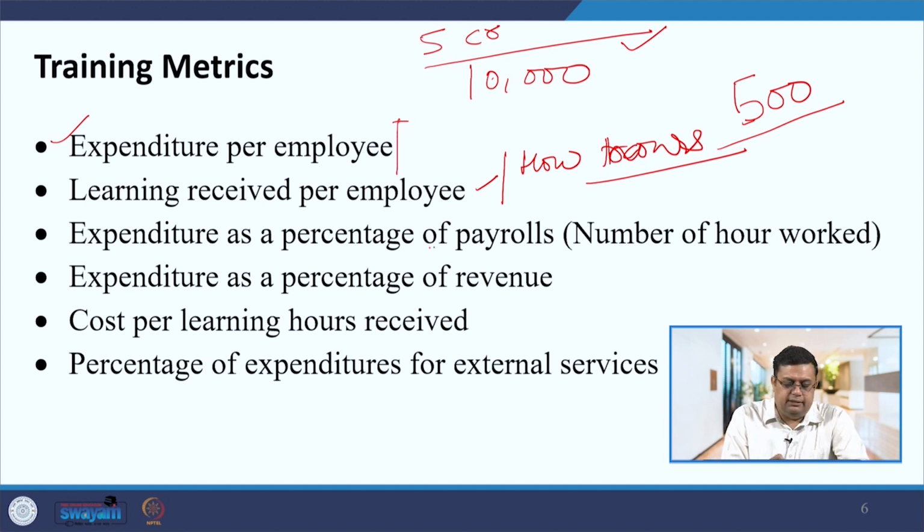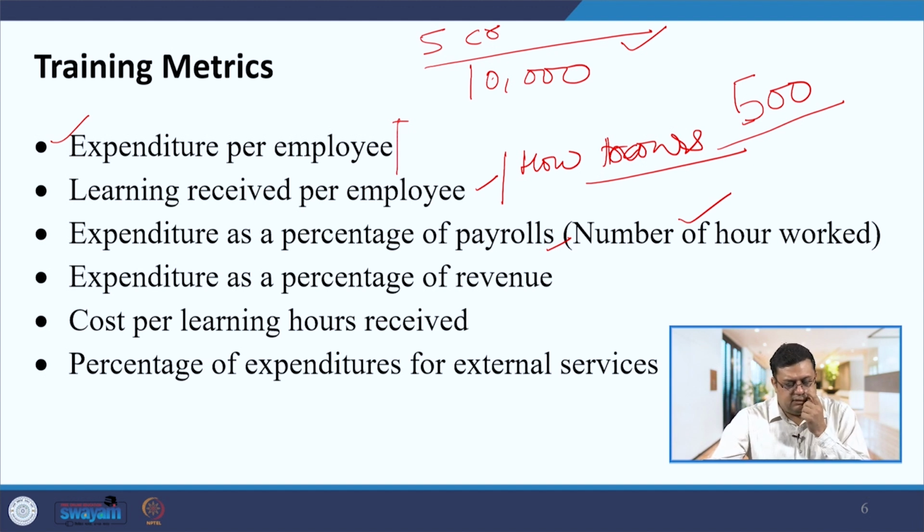Expenditure as a percentage of payroll. Here, payroll is what we calculate from the number of hours one employee worked in our organization, and accordingly his compensation is calculated. From this we can identify how many hours one employee is working and how much amount is spent on training. Divided by that, you can calculate for 1 hour how much amount the organization is spending for the training.